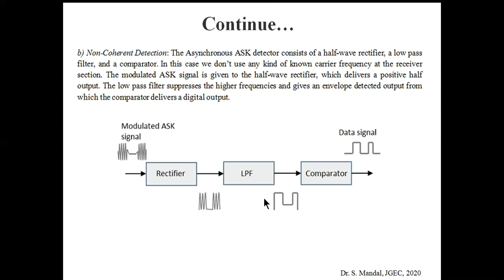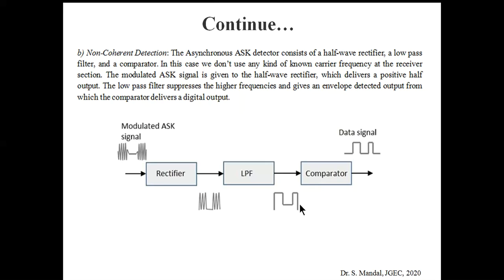Now this signal goes to a comparator, where it is compared with a particular threshold level. If the voltage level is greater than the threshold, it is considered 1, otherwise it is considered 0, and ultimately we get the digital output. Okay, so this is the non-coherent detection for the ASK signal.